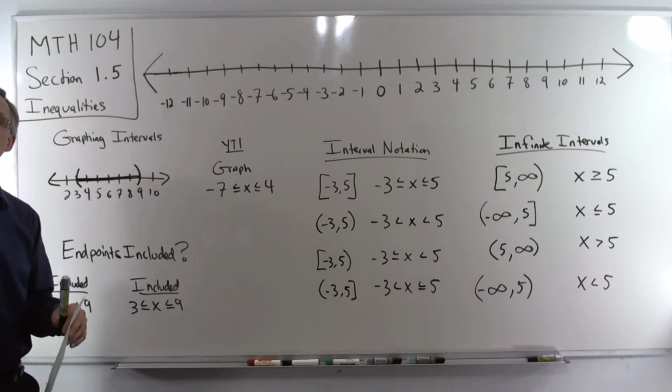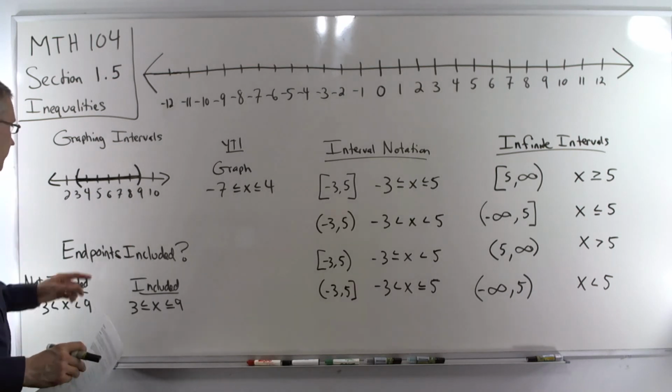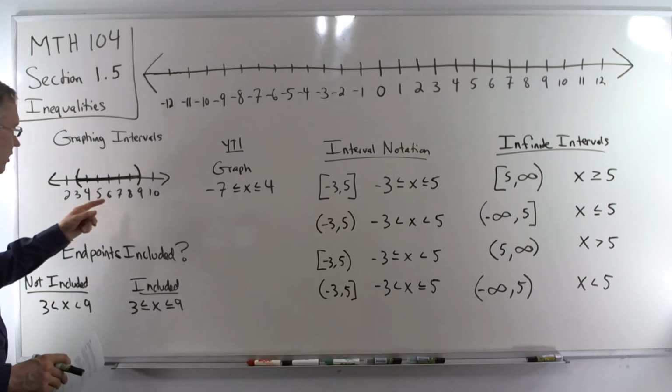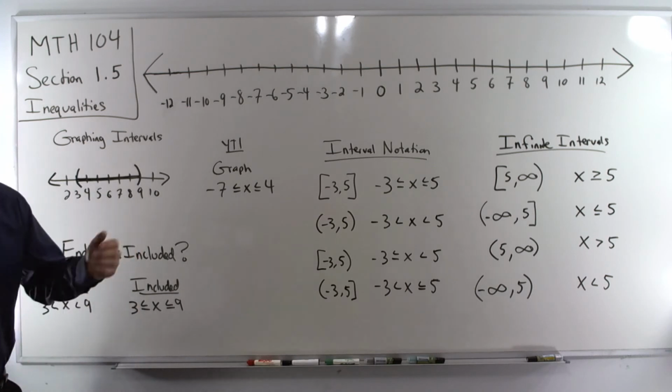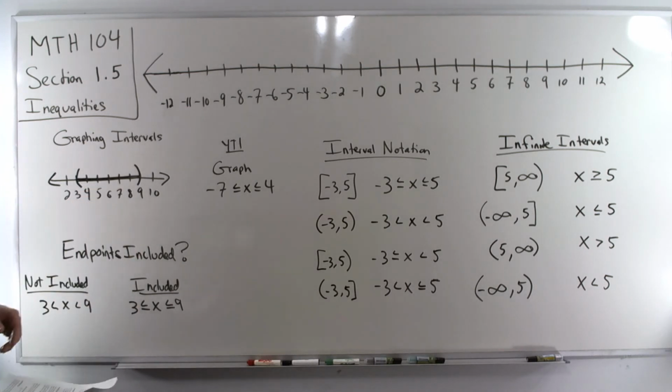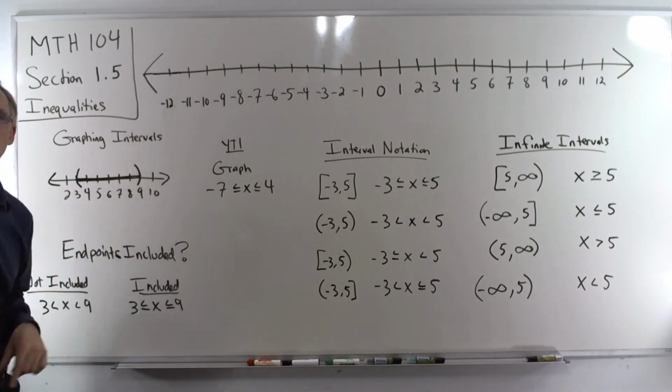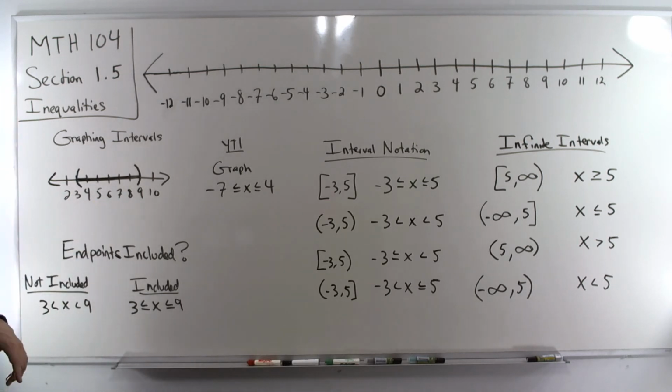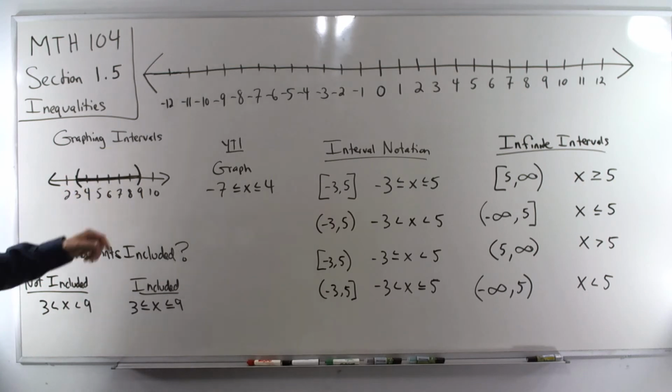That includes all the decimals. So 5.4, 6.238, those are all in there. Every possible decimal between 3 and 9. So this begs the question, are the endpoints included in the solution set? Well, it depends on the symbols we use.